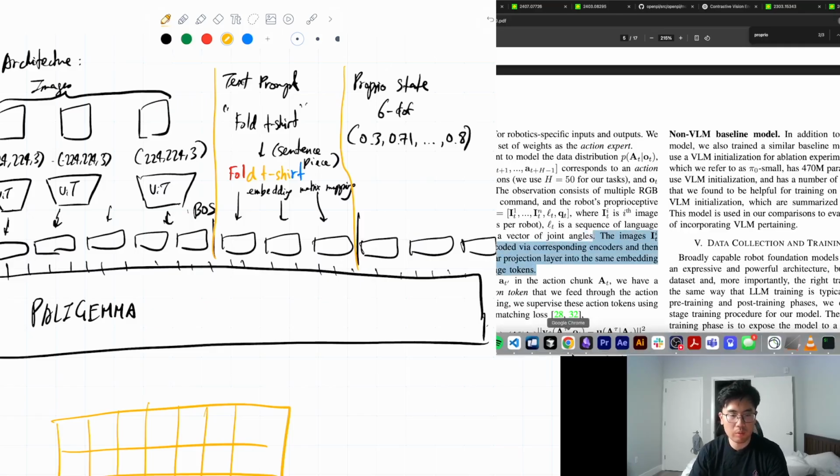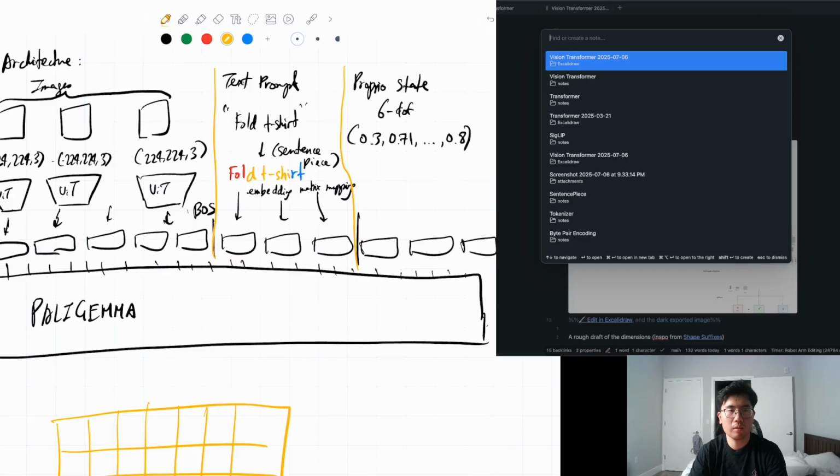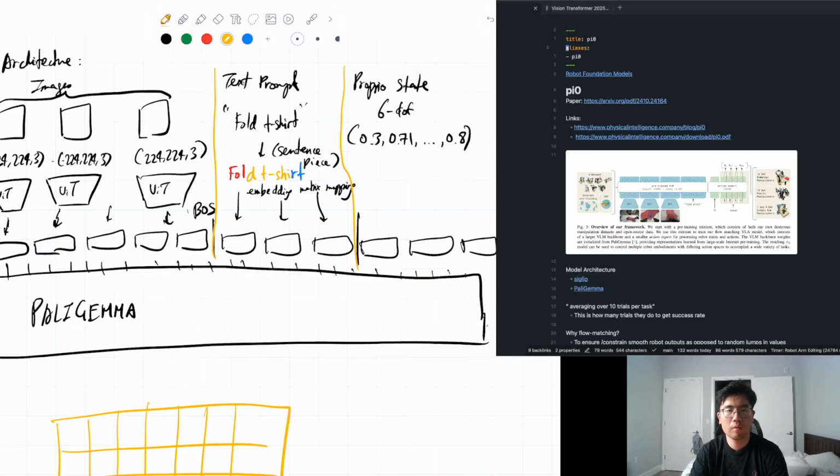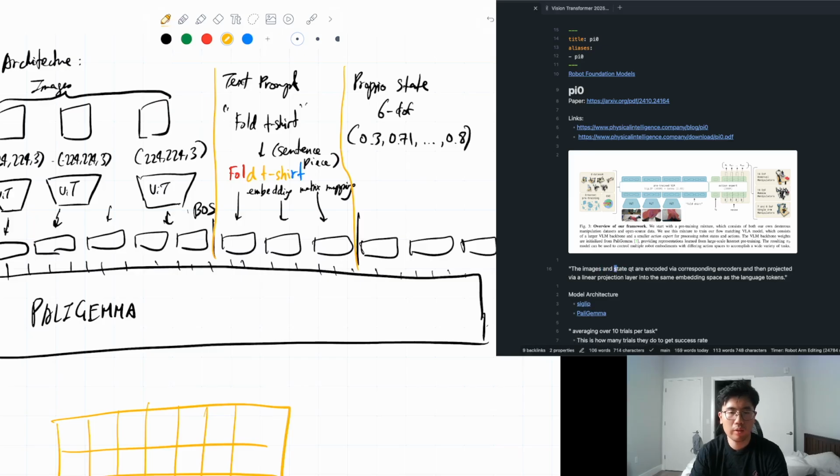Okay, this is what I wanted to describe. Pi0, or Pi. Our encoded proprioceptive state. So they're encoded and then they're going to be projected into the same embedding space as the language tokens.